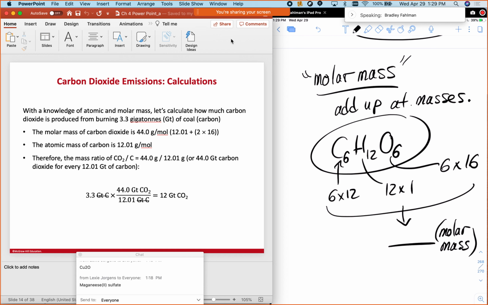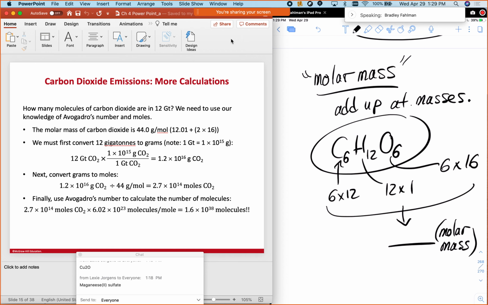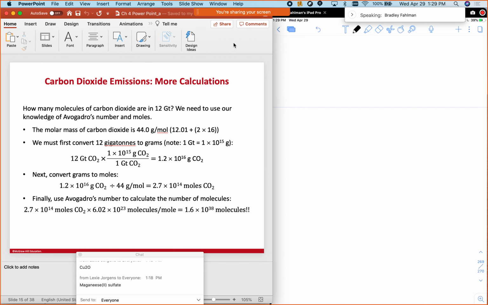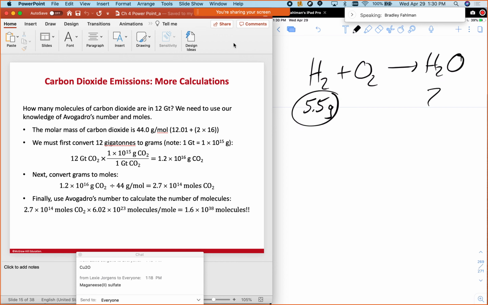Then we got into some calculations. The types of questions you'll get on the exam will be based on balanced equations or equations that may not be balanced. So for instance, here's one that could be typical. If you have 5.5 grams of hydrogen, how many grams of water do you produce?